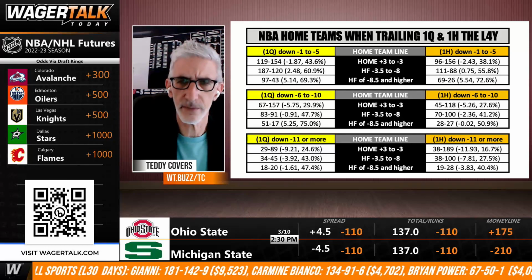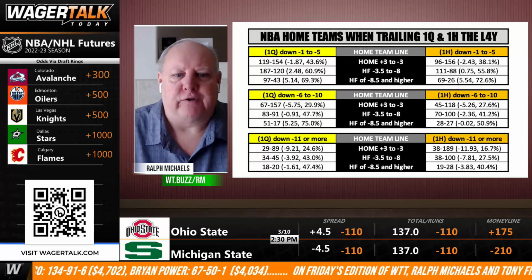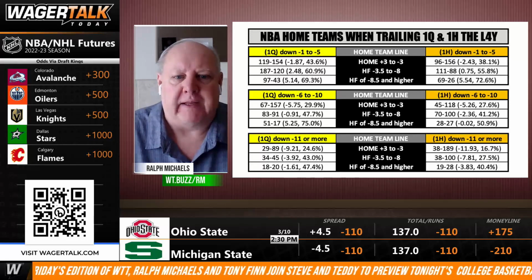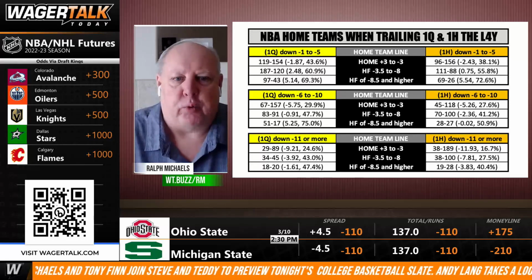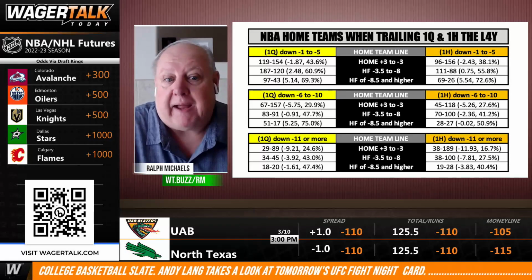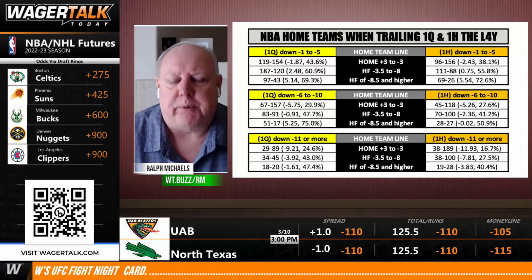Absolutely, Teddy. And big favorites, take a look at big favorites. There's only been 38 in the last 4 years that have trailed by 11 or more in the first quarter. Well, if you're a big favorite and you're down by 11 or more, you're going to be getting a massive point spread, or you're going to be plus money on the money line. And they've come back 18 out of 38 times to win straight up, 47% of the time.